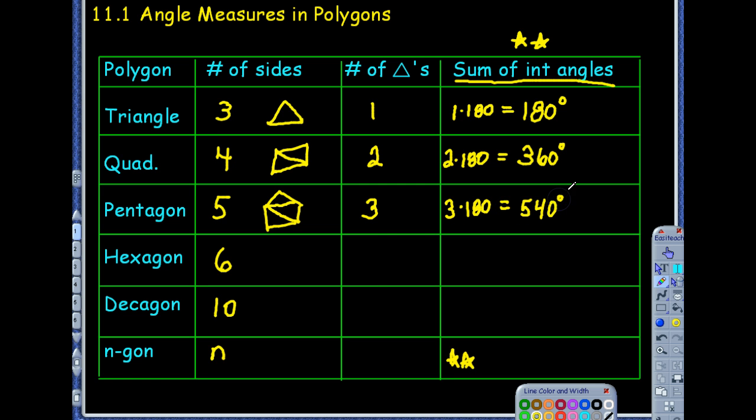So we want you to figure out in the end, this right down here, but thinking about with a hexagon and decagon, okay? If there's a pattern, look for it. So do that and then come back and check with us.